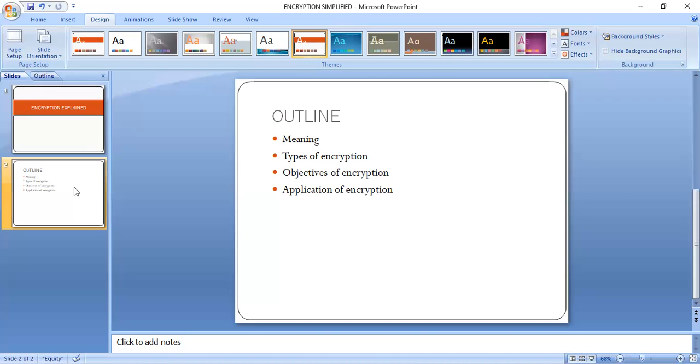So in conclusion, encryption, like I said, is basically about making data more secure using encryption algorithms and encryption keys.